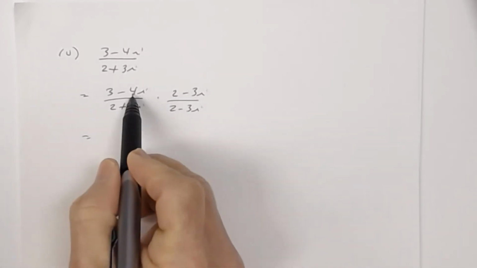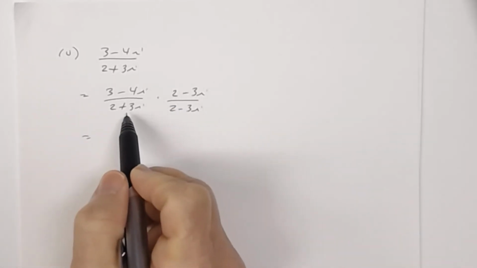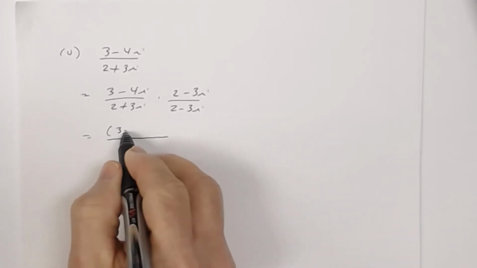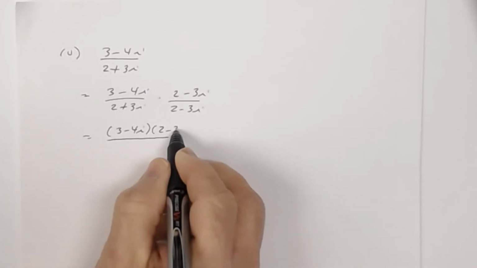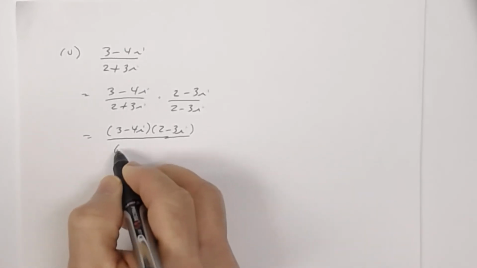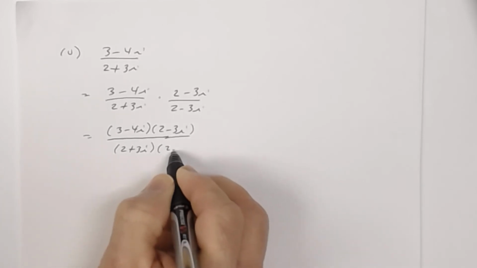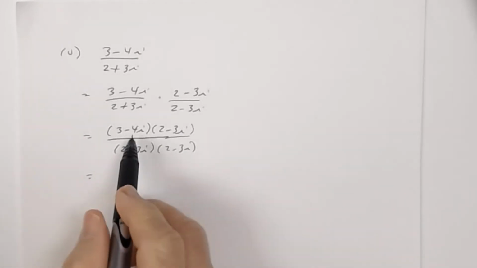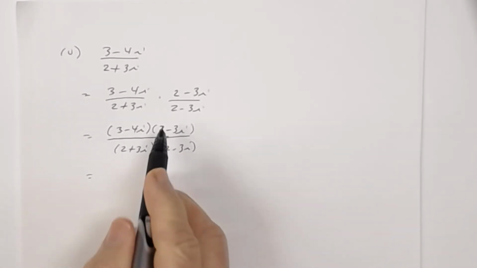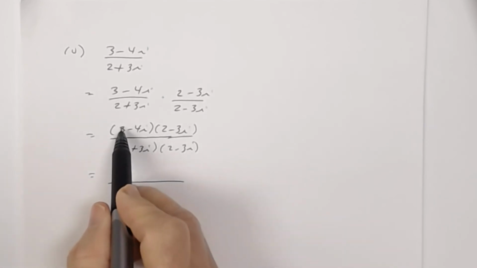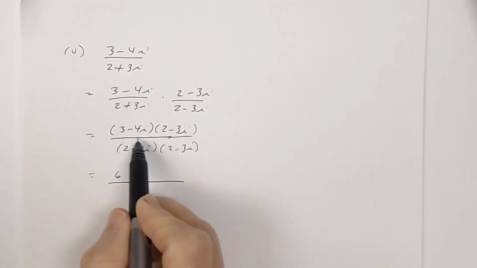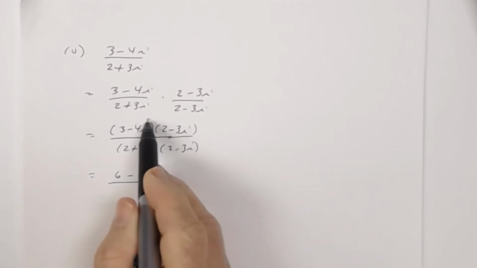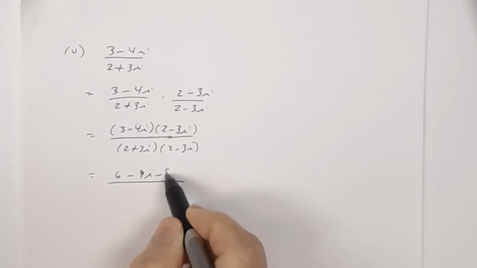And now notice in the numerator you have two binomials, and in the denominator you just have the same thing. So let's go ahead and put those in parentheses. So it'll be 3 minus 4i times 2 minus 3i, divided by 2 plus 3i times 2 minus 3i. All right, and now we're going to use the FOIL method on both. So let's look at the numerator first. So 3 times 2 is 6. The outer, 3 times a negative 3i is a negative 9i. The inner, a negative 4i times 2 is a negative 8i.